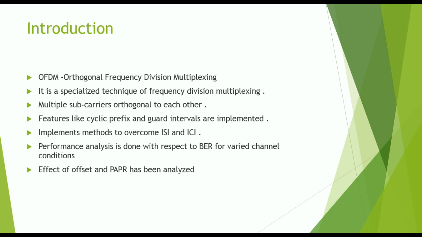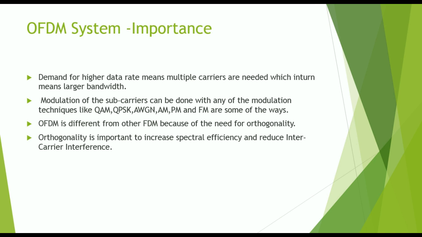and in this project we will further see the performance analysis with respect to BER and effect of offset and PAPR reduction. So again, why is it so important to study the OFDM system? Because of high data rate demand, it means we need to use multiple carriers, which means we need larger bandwidth. OFDM is based on the principle that the subchannels must be orthogonal so that the numerous subcarrier signals can be transmitted without interference in a tight space of frequency.